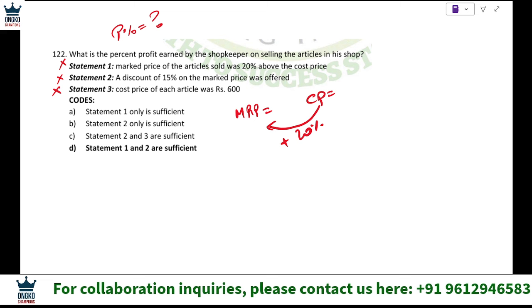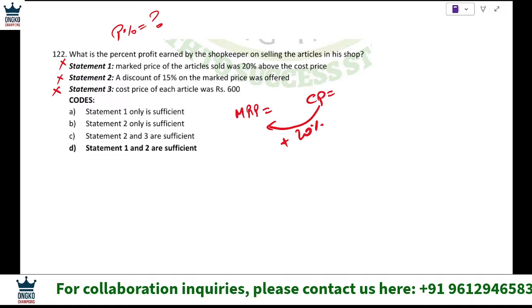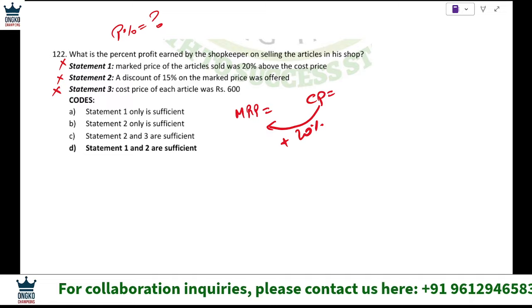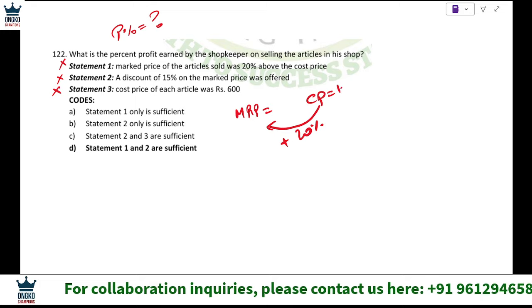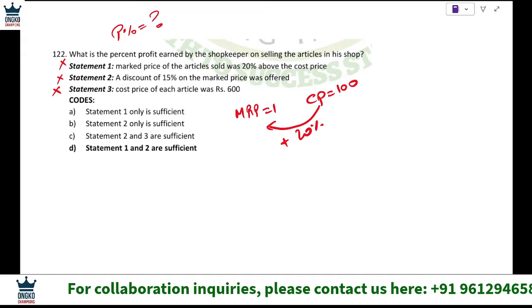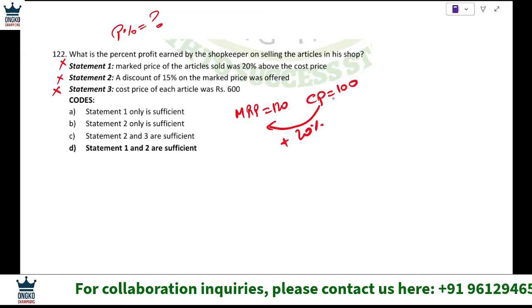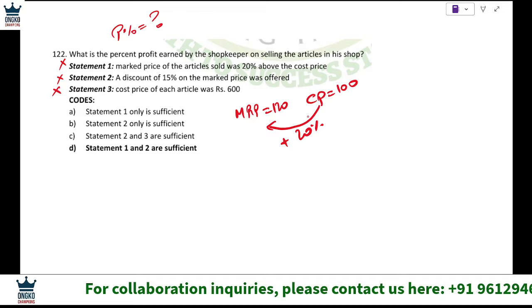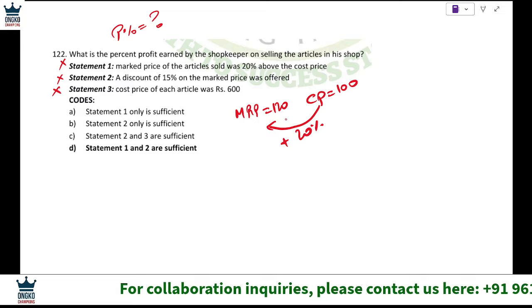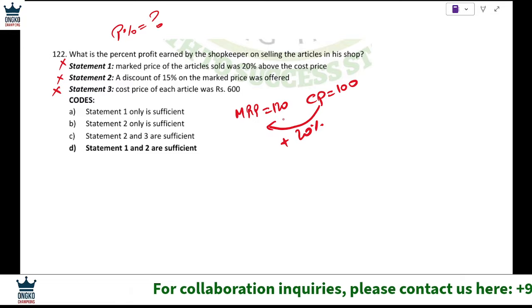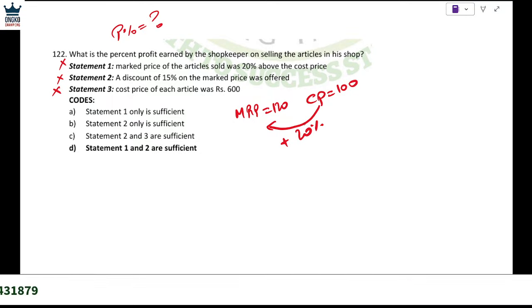So let's try statements 1 and 2. Let us assume for statement 1 that the cost price is 100 rupees. With 20% more, the market price becomes 120 rupees. Statement 2 says a 15% discount was given on the market price.